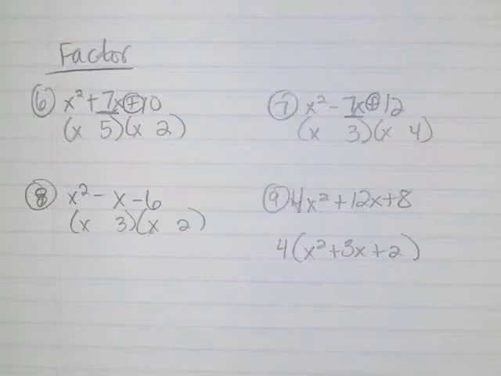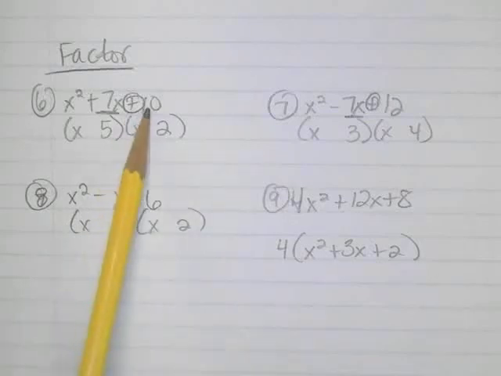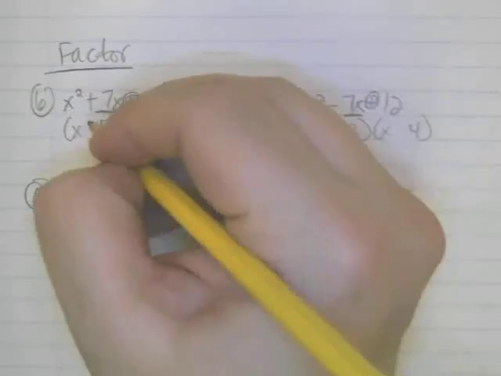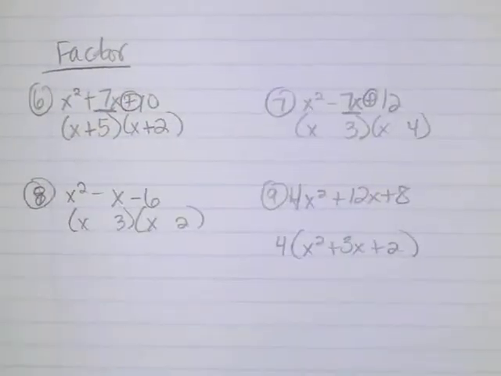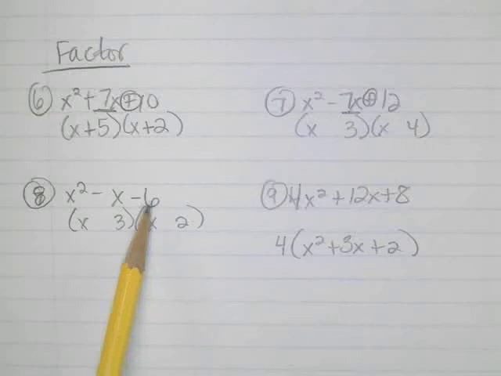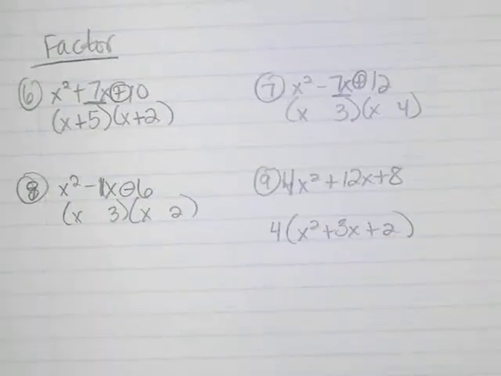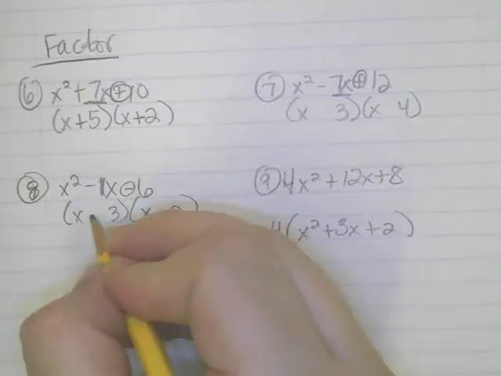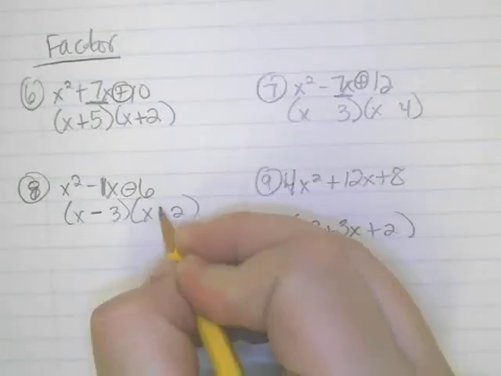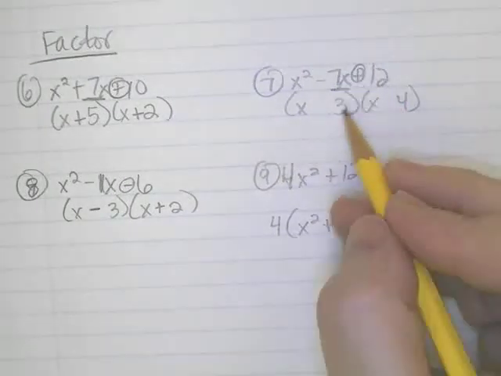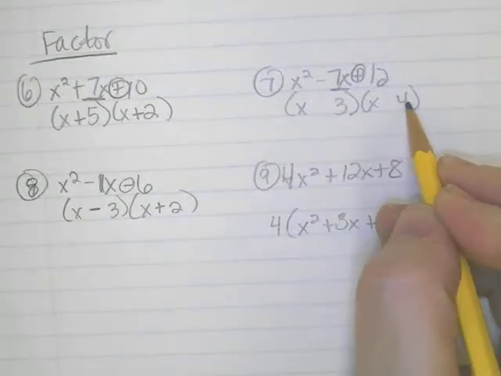Okay, so I went ahead and I have this, but I want the numbers that work, but I want to talk about what the sign is. So the factors of 10 that add to give me 7 are 5 and 2. The only way I can get a positive 7 is if they're both positives. Okay, here, the factors of 6 that subtract to give me a 1, well, that's 3 and 2. The only way I can get a negative 1 is if I have a negative 3 and a positive 2. And then this one, the factors of 12 that add to give me 7, well, that's 3 and 4. And the only way I can get a negative 7 is if they're both negative.